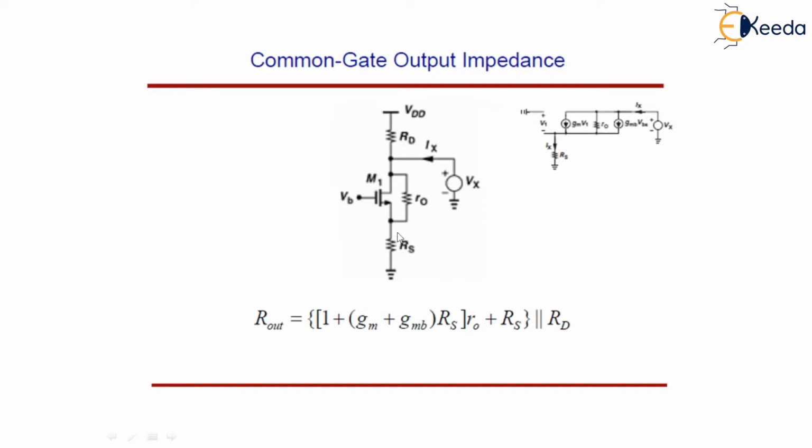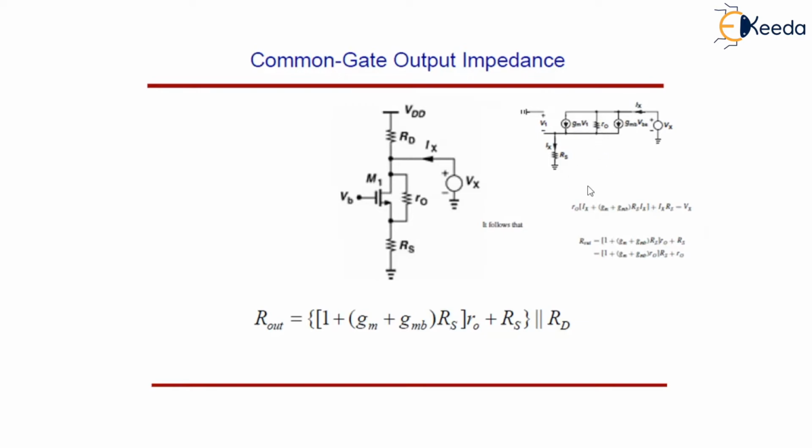Here also the current flow will be the same, that is Ix. The current here is gm V1, current source R0, gmb Vbs, and at this particular drain terminal we have applied the voltage source Vx, which produces the current Ix. Again, applying KVL across this loop, we will get R0 into the voltage drop across this.